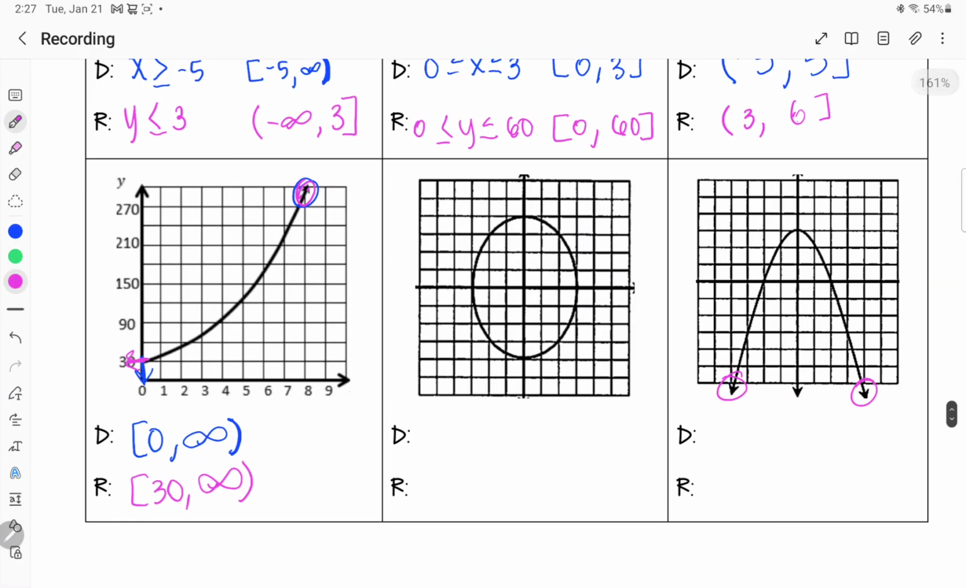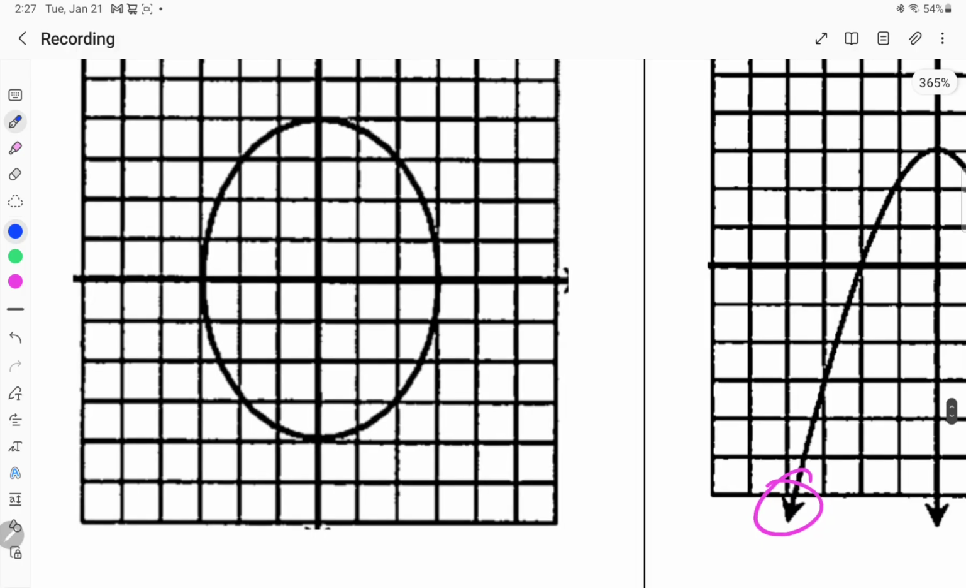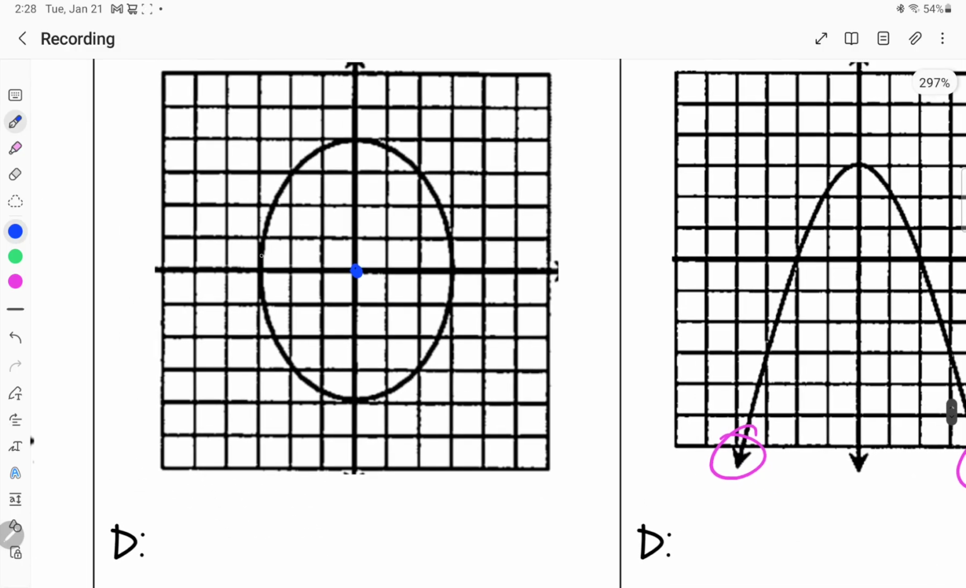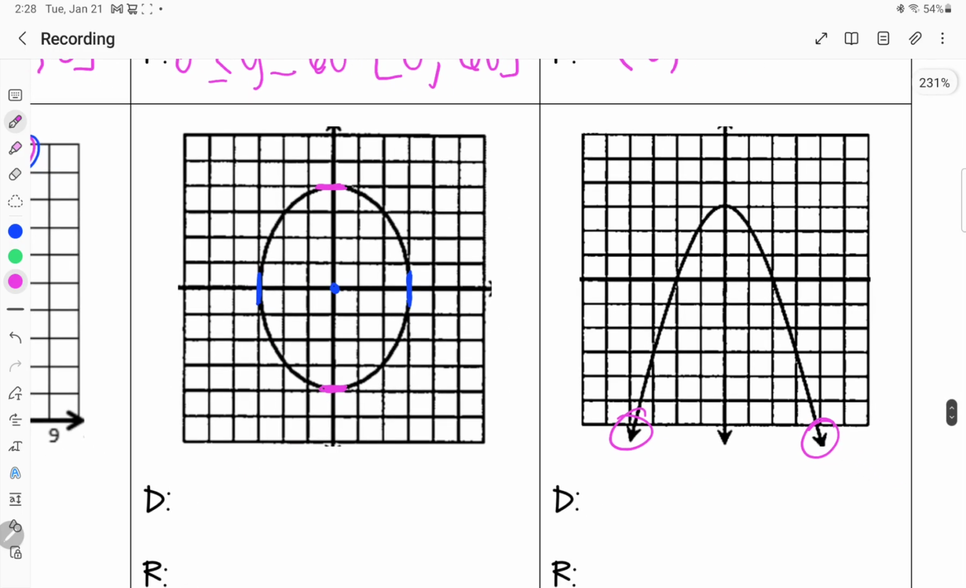All right, these are the ones that try to throw you off. I know they're not numbered, but this is 0 right here. That's my center. And our domain is from here to here. My range is from here to here. So write those, and then we'll check them.